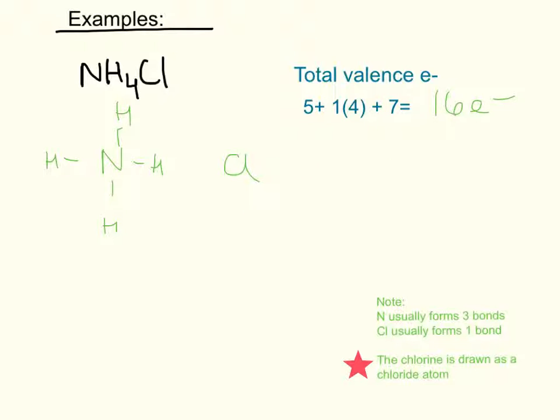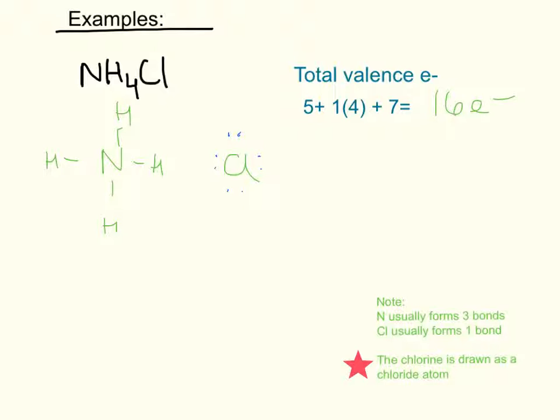And next I'm going to check how many of the total valence electrons we have used from the 16. So I have used 1, 2, 3, 4, 5, 6, 7, 8. I have used 8 out of the 16, and I'm left with 8 more electrons, which I'm going to give to chlorine to give it a full octet. 1, 2, 3, 4, 5, 6, 7, 8.